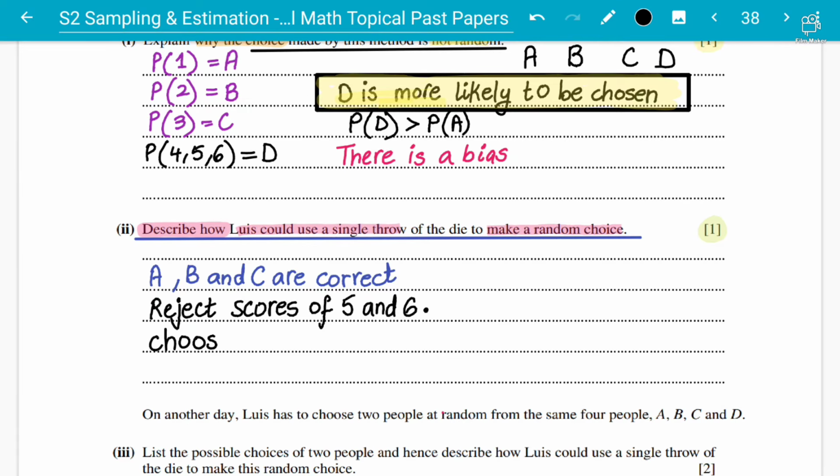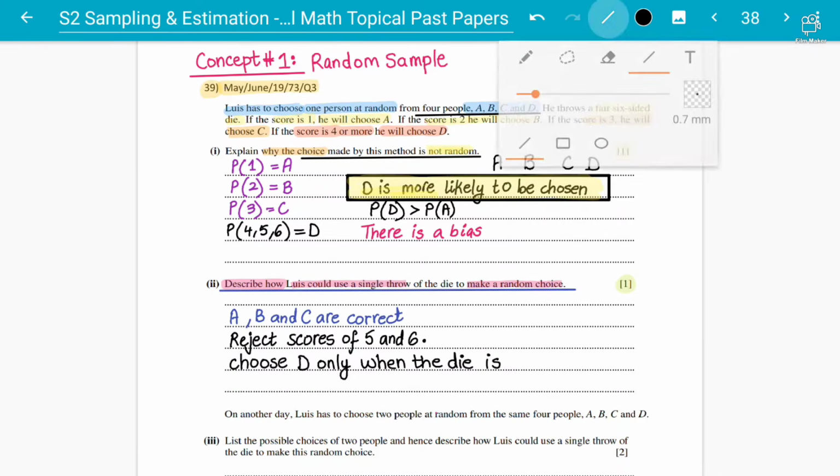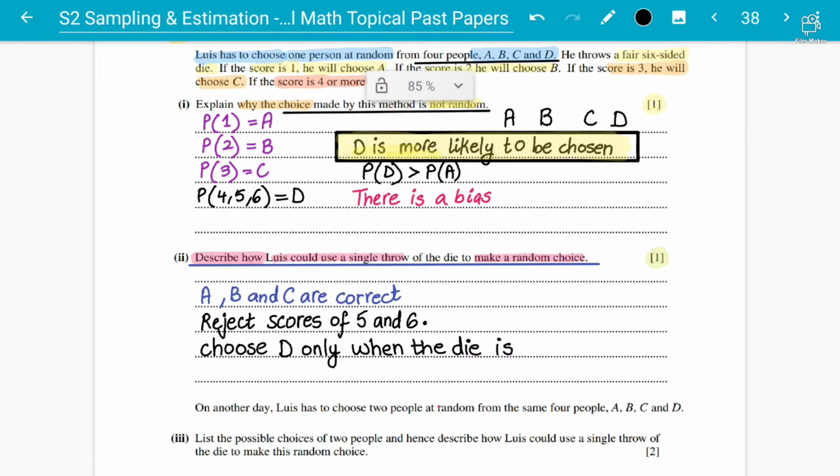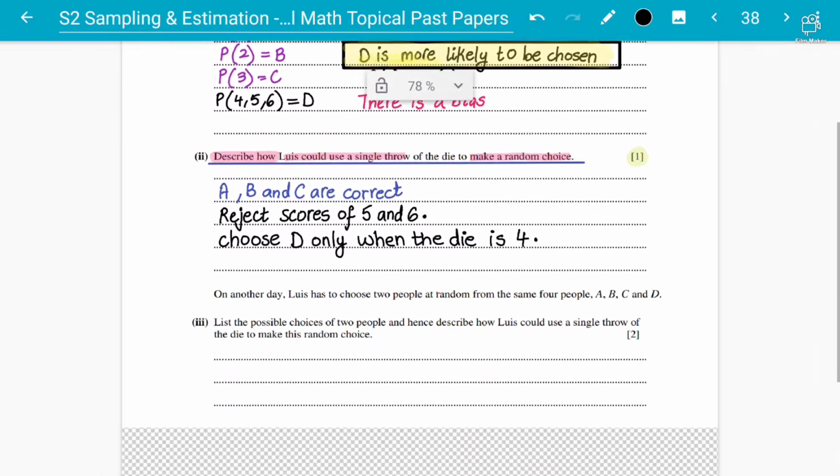You can write down this as well: choose D only when the die shows 4. That is how you can make it random. Everyone will get an equal chance of being selected. Every person out of the 4 people will have an equal chance of being selected. So choose D only when the die is showing 4. That is another important concept that we discuss here.